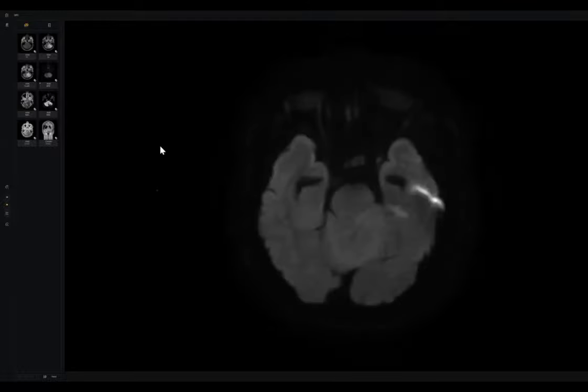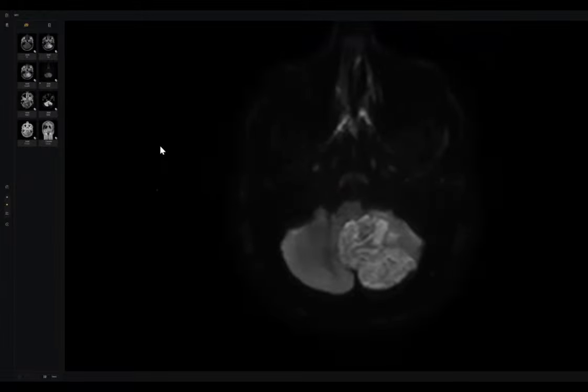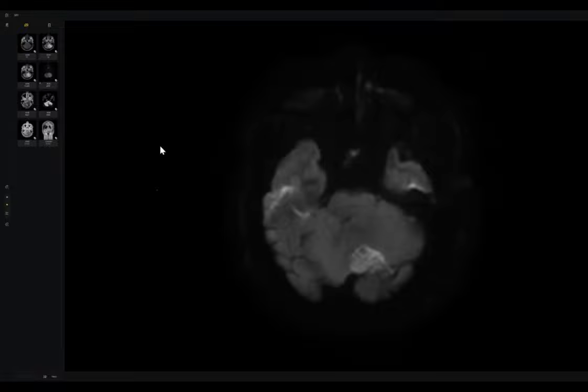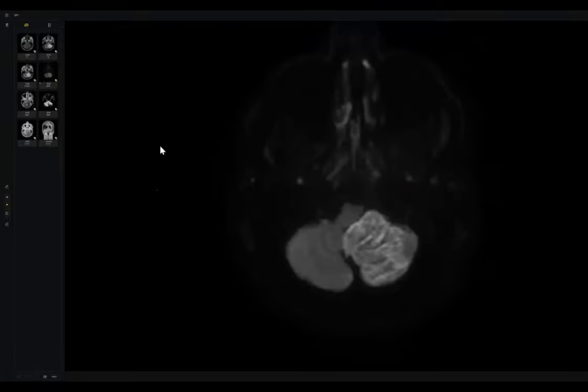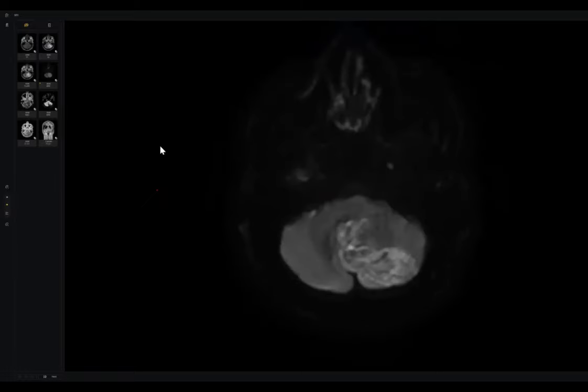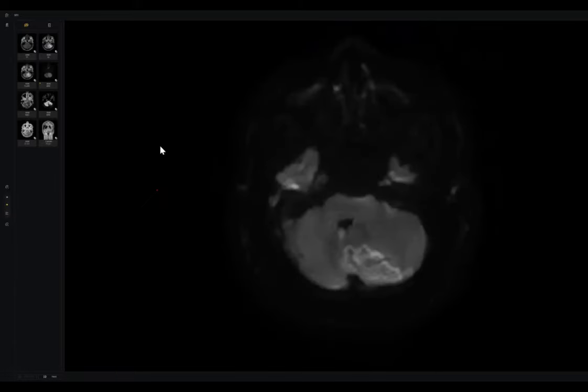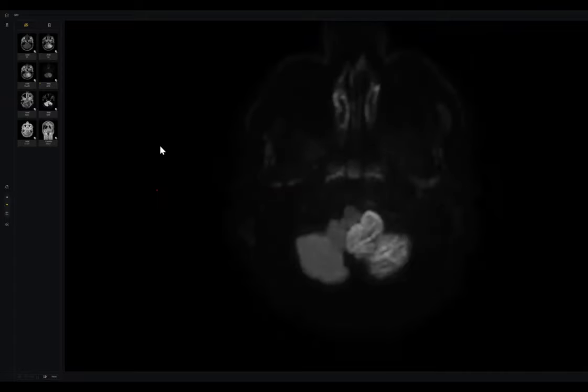Oh, this is showing a diffusion restriction in a gyriform pattern. So this could be an infarct of the left cerebellar hemisphere. I would like to see the CT angio to see if there is any thrombosis within the basilar artery, or the posterior inferior cerebellar artery, PICA.